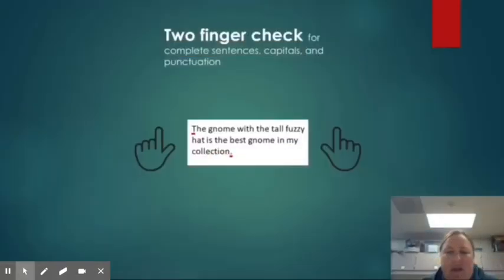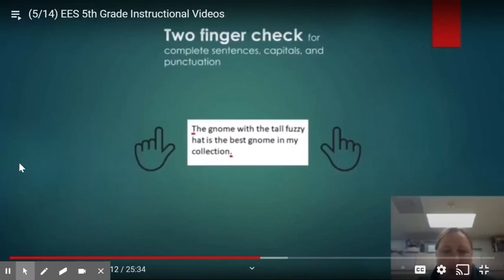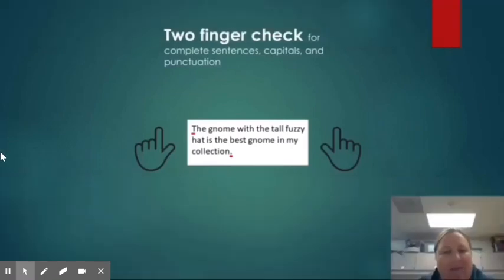So one of the things that we do is the two-finger check, and we're always looking for complete sentences using our two fingers. So we hold up our two fingers, put one at the beginning of the sentence and one finger at the end of the sentence, and then read the sentence in between. So for my sentence that I put on there, the gnome with the tall fuzzy hat is the best gnome in my collection.